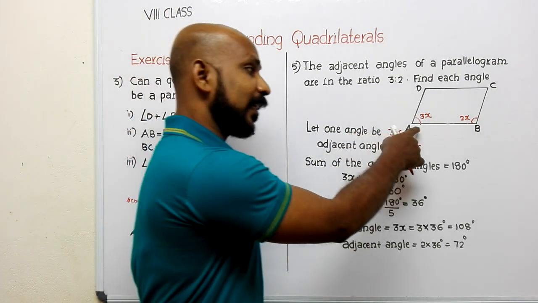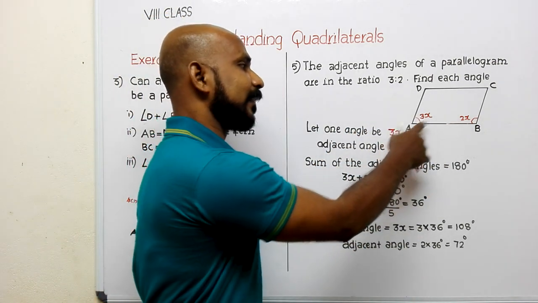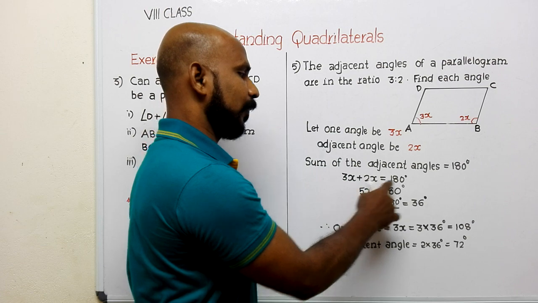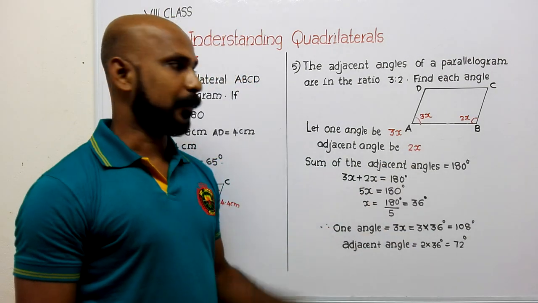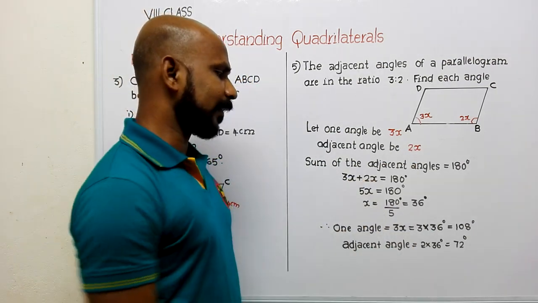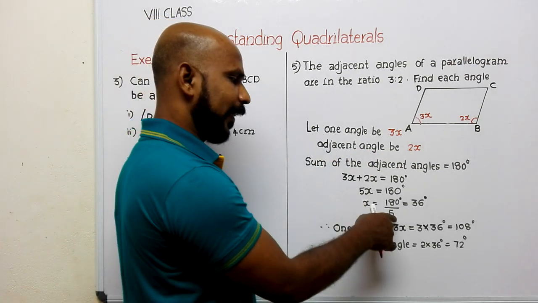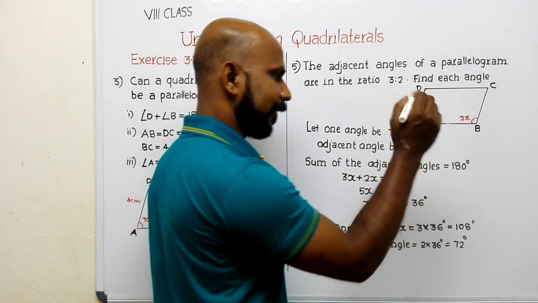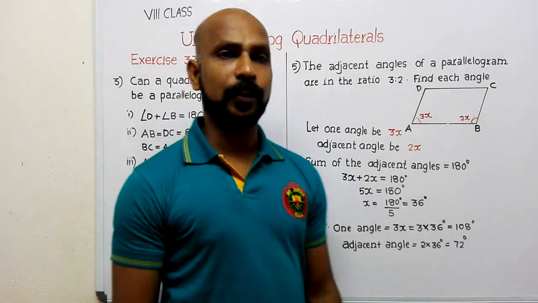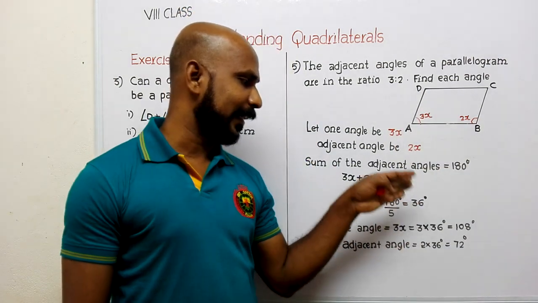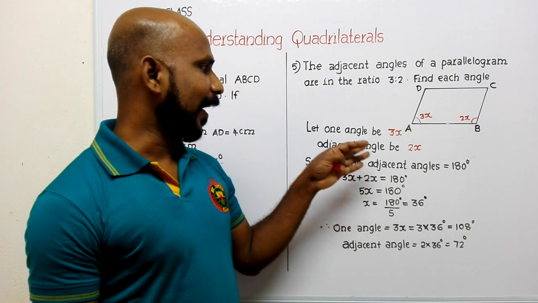Now what are the adjacent angles we have taken here? That is 3x and 2x. So 3x plus 2x equals 180, we have substituted. What is 3x plus 2x? That is 5x. 5x equals 180 degrees. Therefore x equals 180 by 5, that is equal to 36 degrees. So we got x equal to 36 degrees.